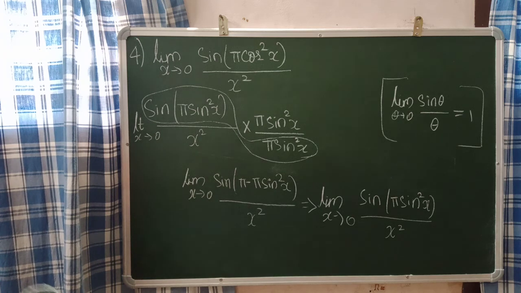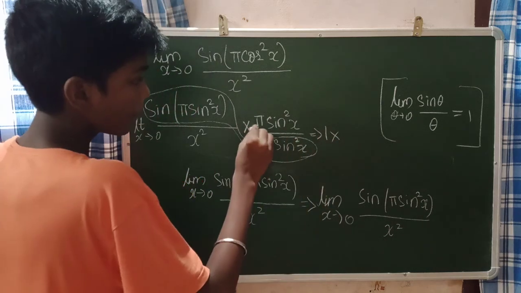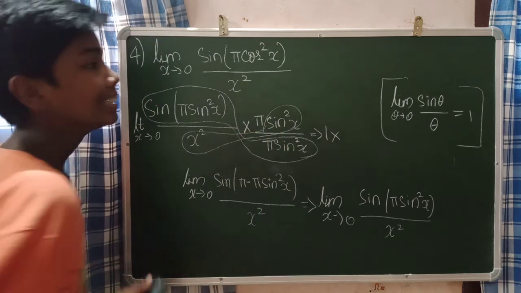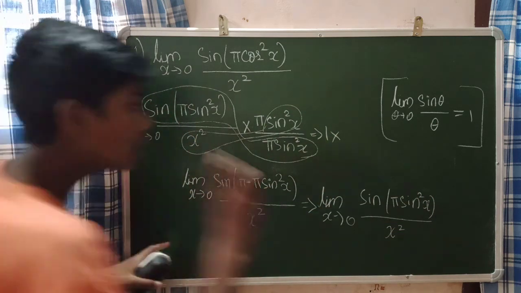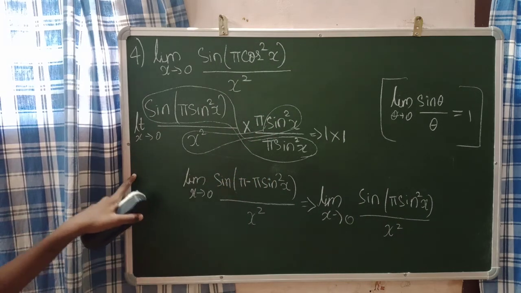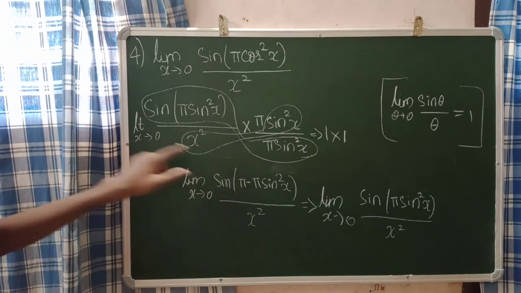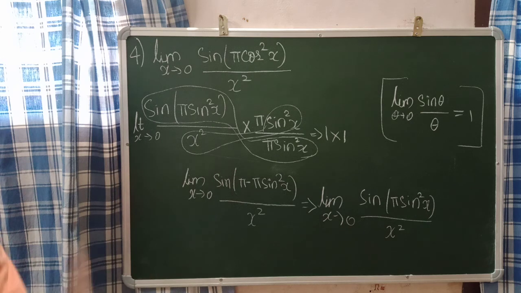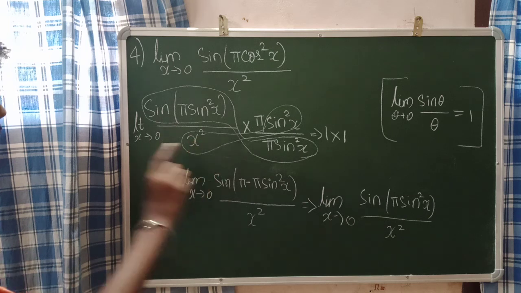Now, when this gives us 1, I can write it as 1 into pi sine square x divided by x square. What is sine square x divided by x square? Same standard limit. Sine square x divided by x square will also be 1 when your limit of x tends to 0. So sine square x divided by x square will be 1 when your x tends to 0, using this property: limit of theta tends to 0 of sine theta by theta will always be 1. Never ever forget that. By that property only I am saying sine square x divided by x square will be 1 when x tends to 0.